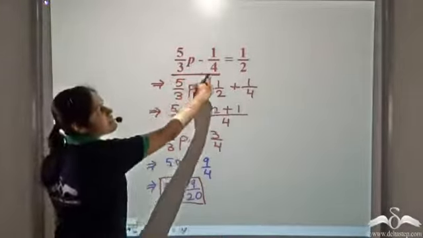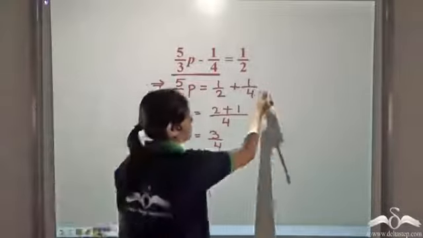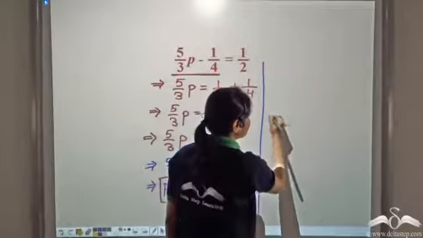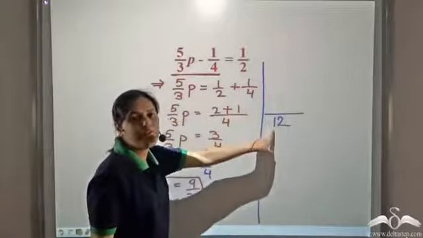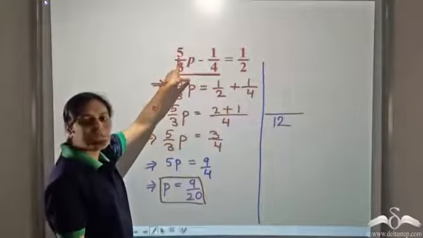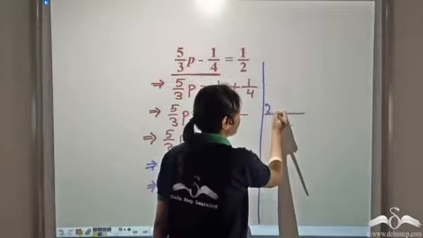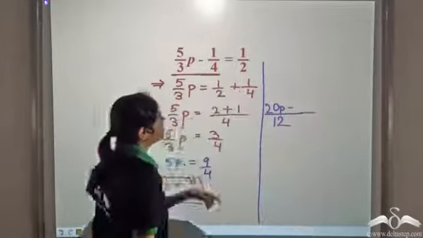So we take the LCM of 3 and 4. The LCM of 3 and 4 is 12. 3 into 4 gives us 12. So we multiply the numerator by 4. 5p into 4 is 20p. We have a minus.